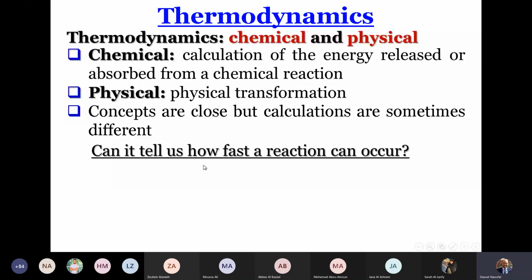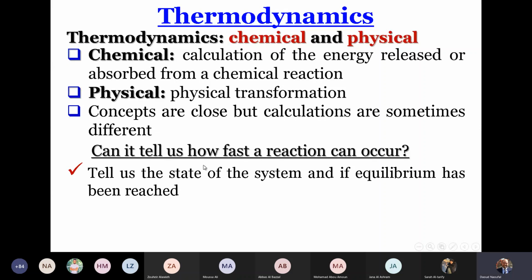Is thermodynamics an indication about the speed of the reaction? No. The thermodynamics of a reaction tells us if the transformation could happen without external effect. So the transformation is either spontaneous, or non-spontaneous, so it could not happen in the conditions given. So thermodynamics gives us an indication about the spontaneity of the reaction.